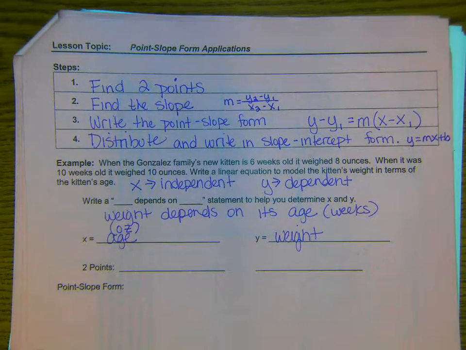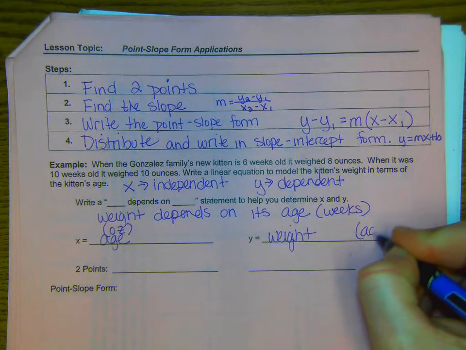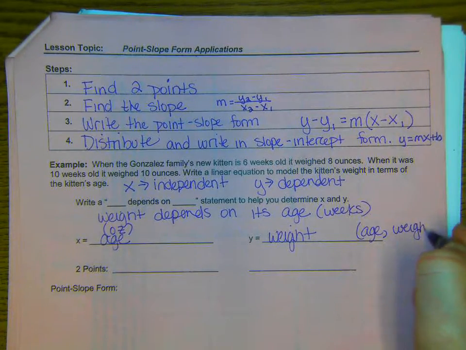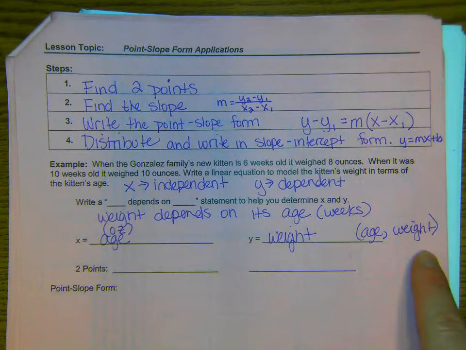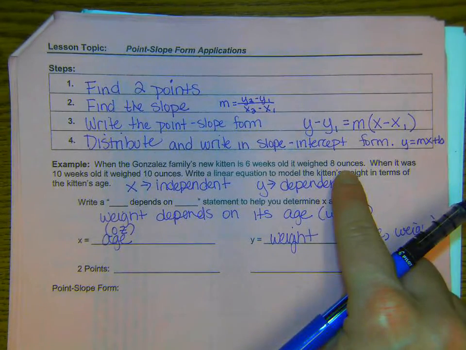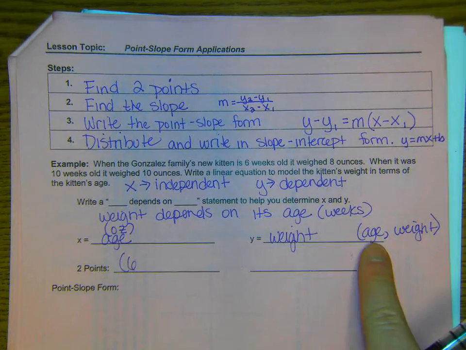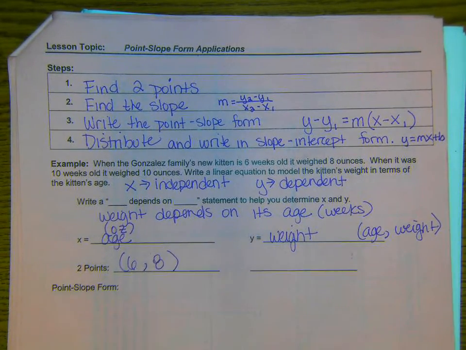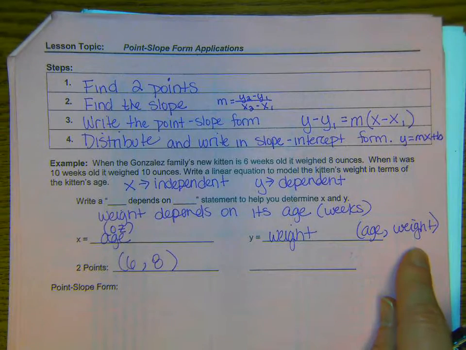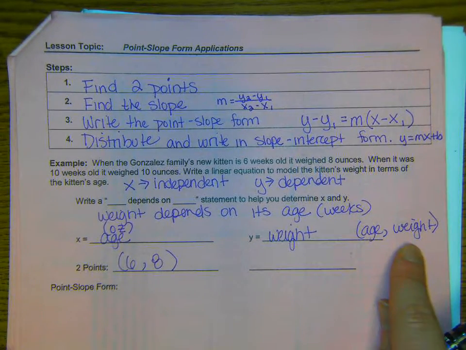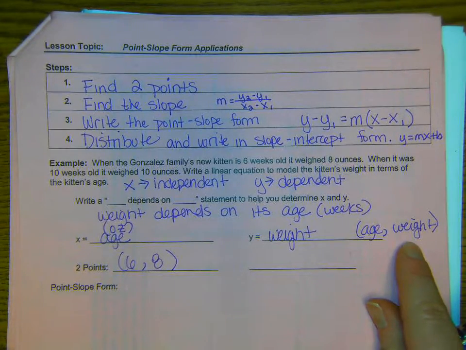Okay, we need 2 points then, and our points should go age, comma, weight. Can somebody write an ordered pair of the age, comma, weight? Give me one. Caitlin. 6 weeks, comma, 8 ounces. So 6 is their age, and the weight is y. Can somebody give me another point that is the age, comma, weight of the kitten? Well, you can't really screw this one up. 10. Because it's 10 weeks, the weight is 10 ounces. Okay.